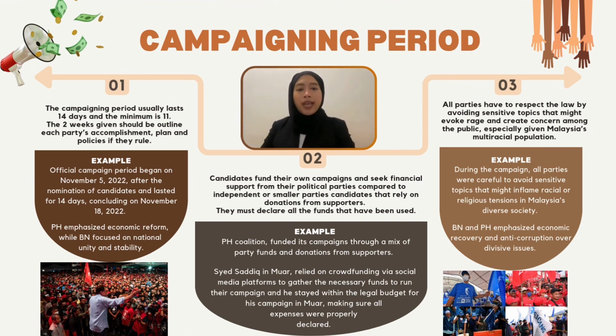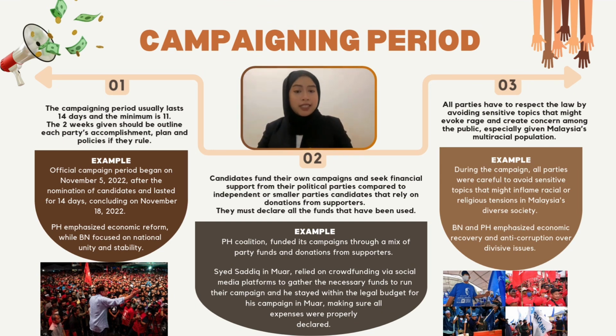Next, most candidates fund their own campaigns and seek financial support from their political parties, compared to independent or smaller party candidates who rely on donations from supporters. However, according to election laws, they must declare all the funds that have been used. Continuing from the earlier example, during GE15, the Pakatan Harapan coalition, a major party in GE15, funded its campaign through a mix of party funds and donations from supporters.